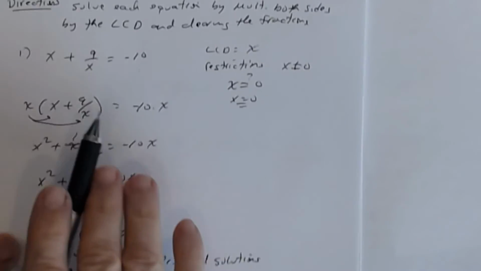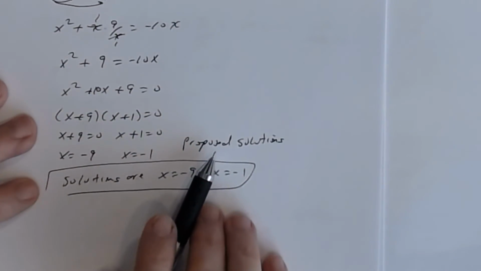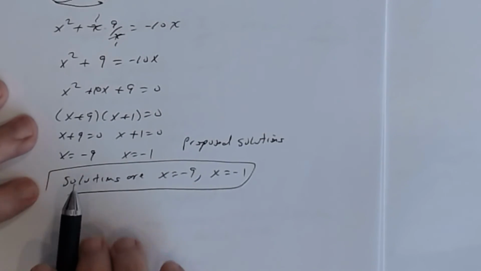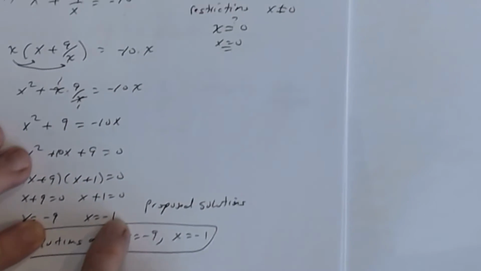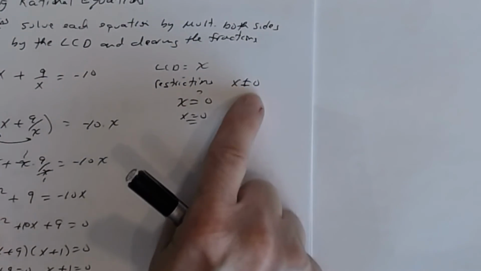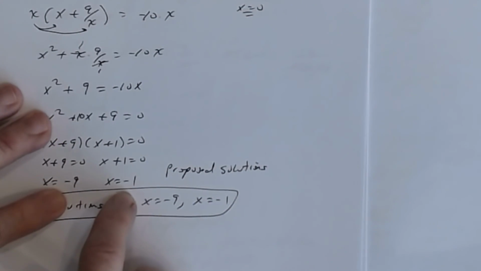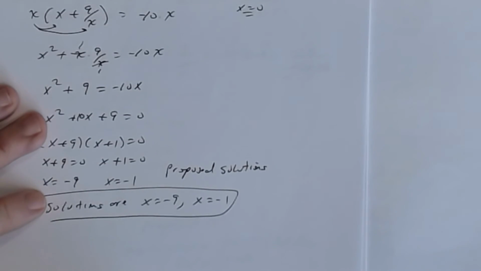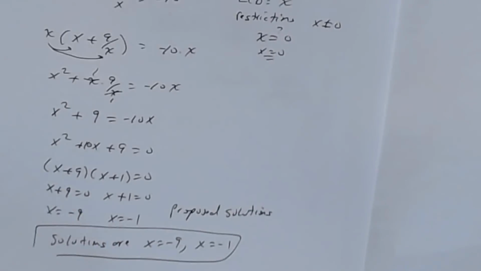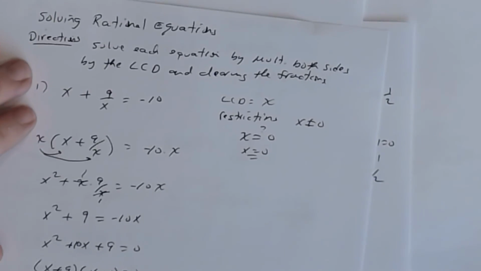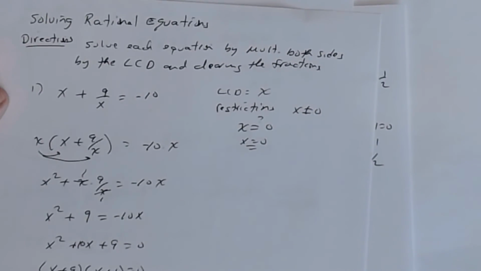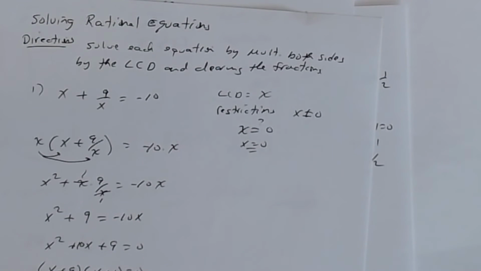So in this case, remember we did number 1? When we did number 1, there were 2 proposed solutions. None of them were restrictions because the only restriction we had was 0 in this case. They were not restrictions, so therefore we have to say they are solutions. Okay, so that is all I wanted to do with solving rational equations, and that's the end of solving rational equations.